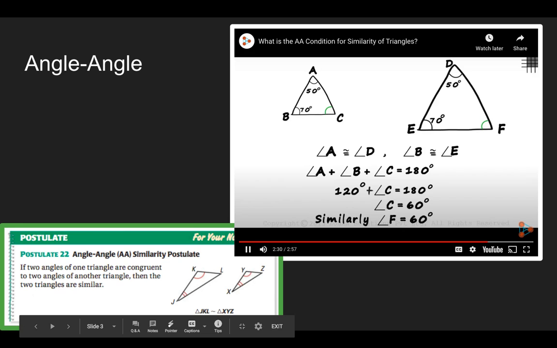So this condition, in which we need just two angles to be congruent for similarity, is called the AA condition. Let me repeat. Even if just two pairs of corresponding angles are congruent, we can say that the triangles are similar.